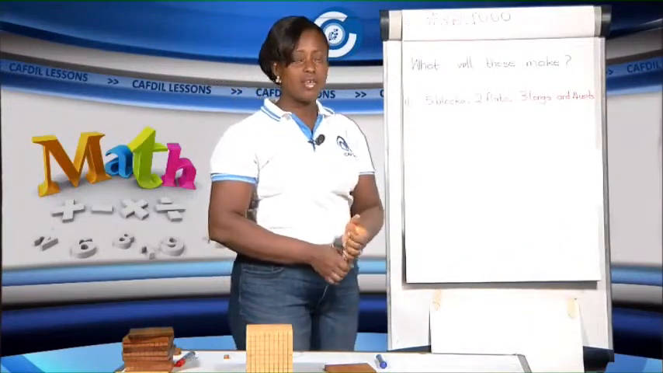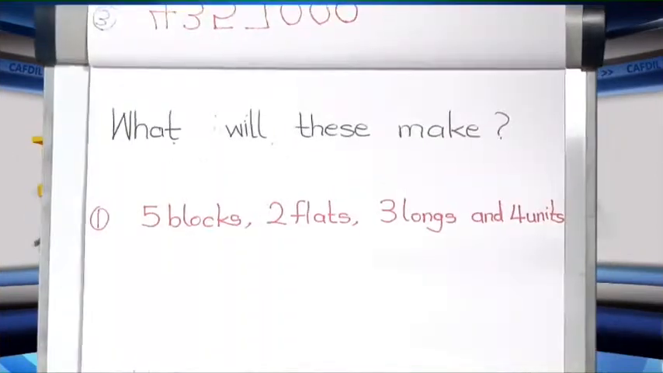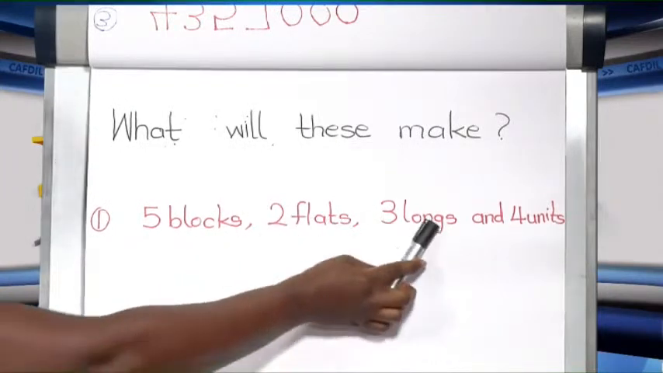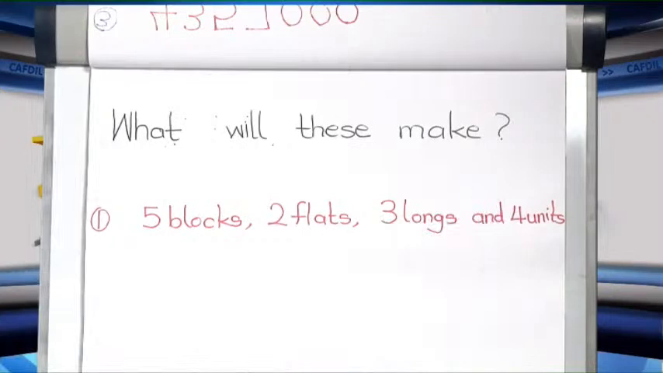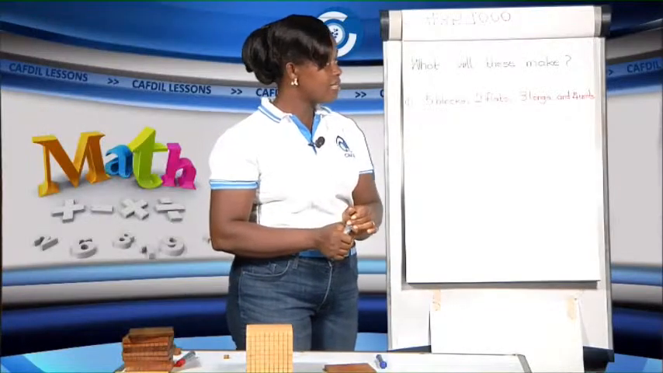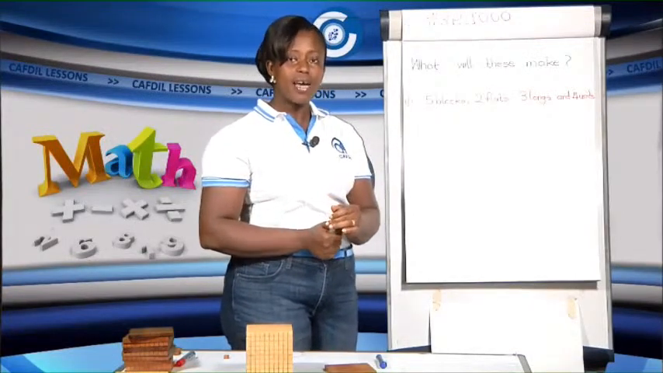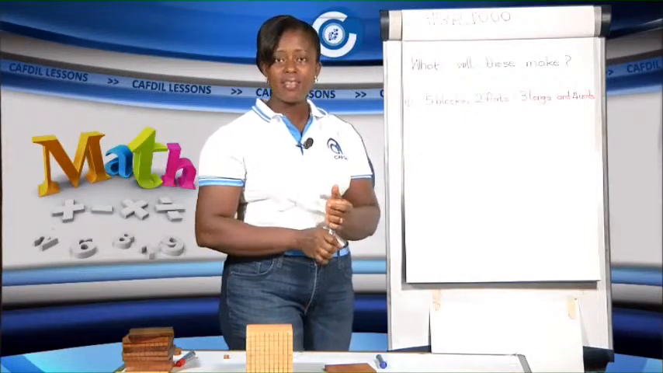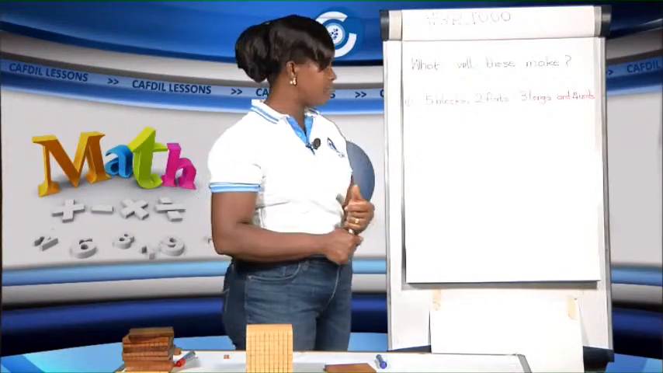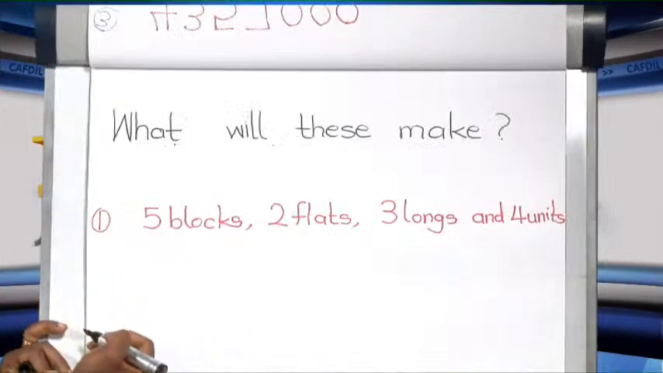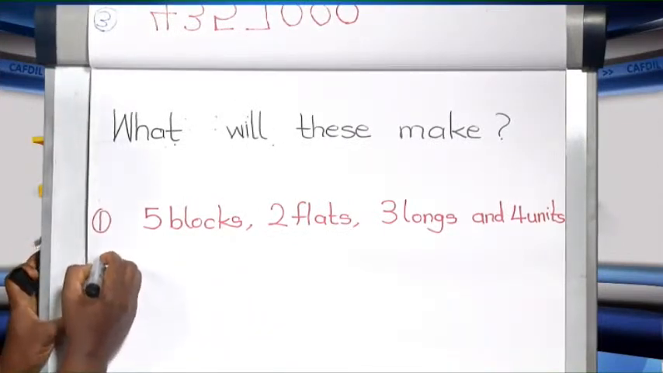I have another question. What will these make? I have 5 blocks, 2 flats, 3 longs, and 4 units. Going back to the value of the materials, we know a unit is 1,000, a long is 10,000, a flat is 100,000, and a block is 1 million. So we have 5 blocks. What will be the value of 5 blocks? It's going to be 5 million.